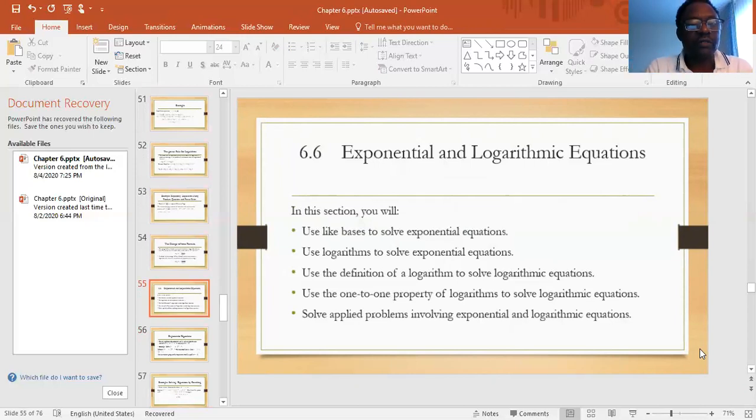Section 6.6. Logarithmic and exponential equations. So we are going to learn in this section how to solve exponential equations by applying logarithms, and logarithmic equations by applying exponentials, essentially.